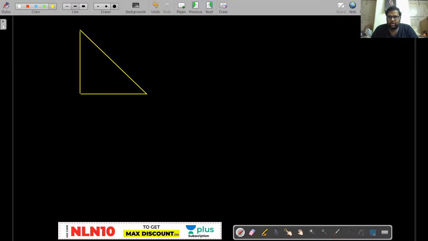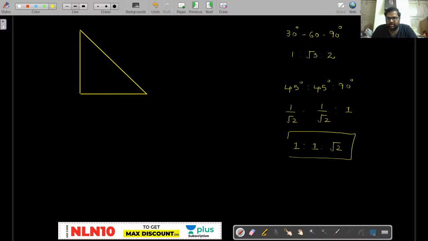Now, observe here. We have discussed the 30, 60, 90 degrees triangle, and the sides will be in the ratio of 1:root 3:2. Am I right or wrong? Now, one more type of special triangle is in the format of 45, 45, 90 degrees. Now, sine 45 is how much? 1 by root 2. Again, sine 45 is how much? 1 by root 2. Sine 90 is how much? 1. So the sides will be in the ratio of 1:1:root 2 for 45, 45, 90 degrees.